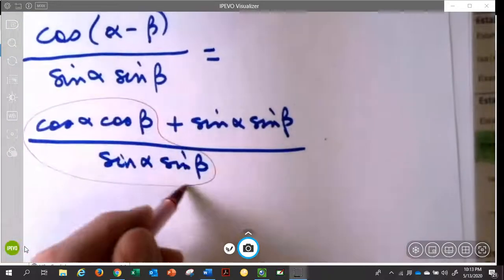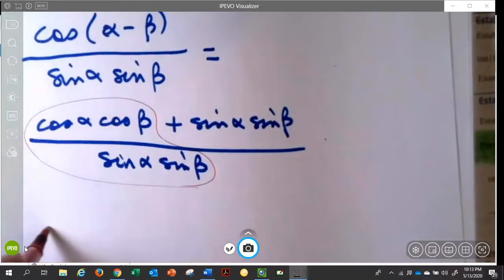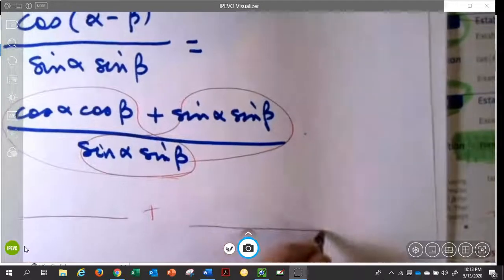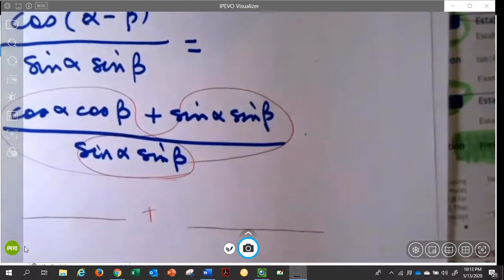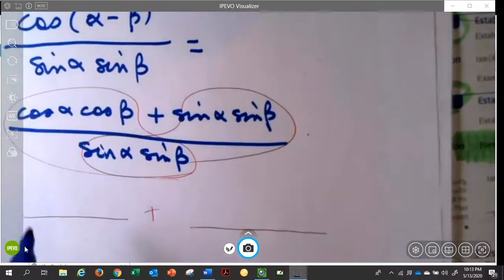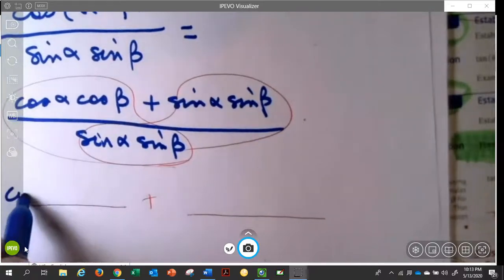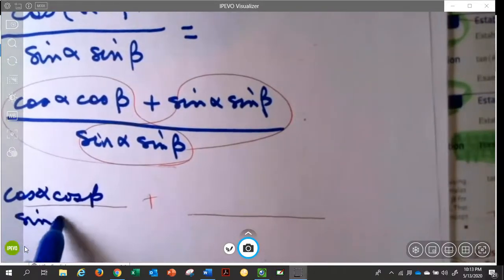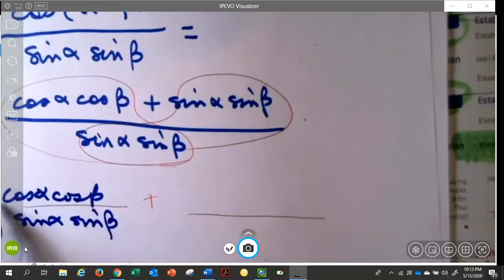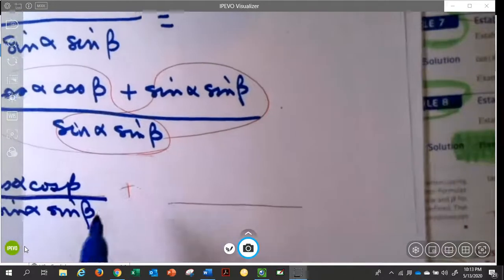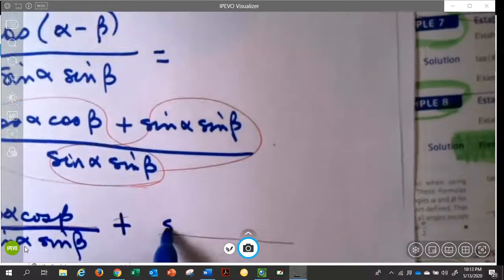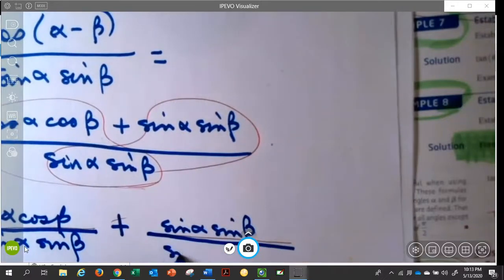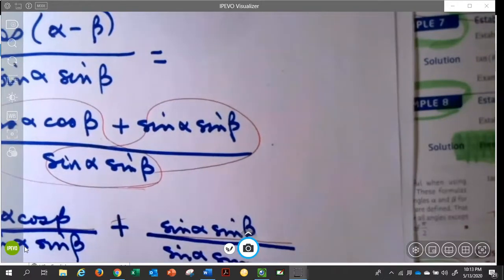We're going to write these over in one fraction here, and then we're going to add this over the denominator here. So I have permission to pull these apart and put cosine alpha, cosine beta over the same denominator that I'll be using in the other one, plus the sine of alpha, sine of beta over sine of alpha, sine of beta.